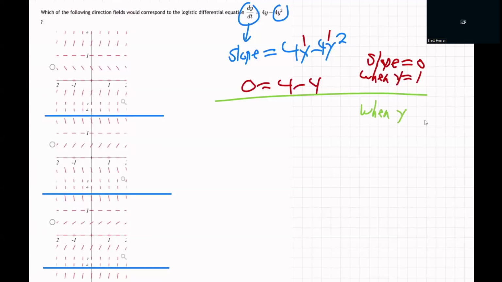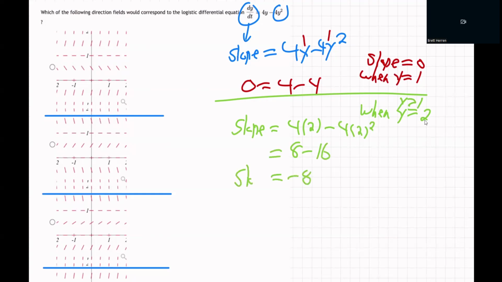But next, when y is greater than 1, like 2, what are you going to get? Well, the slope will be 4 times 2 minus 4 times 2 squared, which is 8 minus 16, negative 8. So when y is greater than 1, the slope is negative, meaning going down to the right. So when you're above 1, the slope should be negative.